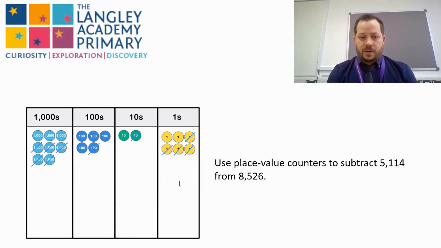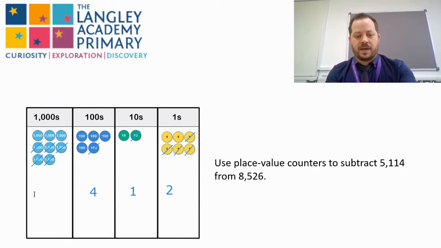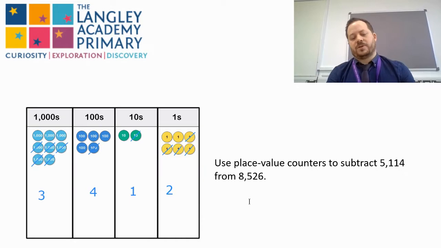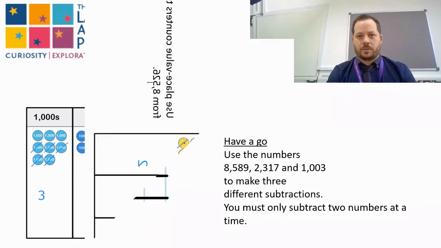To get the answer, all I do is count out how many are left after my crossed out ones. In my ones, I have 2 left. In my tens, I have 1 left. In my hundreds, I have 4 left. And in my thousands, I have 3 left. The answer would be 3,412.